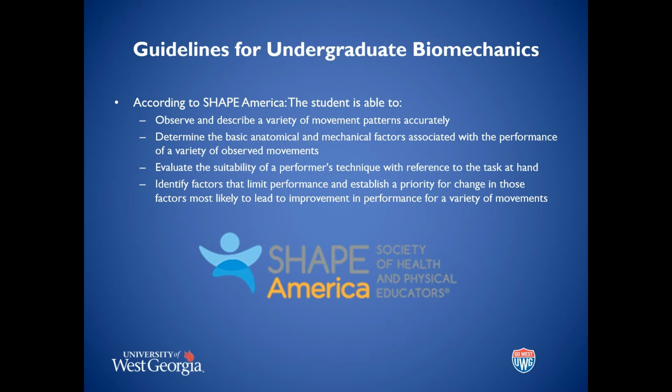They also want to make sure that students can observe and describe movement patterns accurately, determine the basic anatomical and mechanical factors associated with performance and movement, and evaluate someone's performance technique against a reference task. So, are they doing it similarly to what we expect? And can you see the things that may limit someone's performance and then figure out how to correct those things in the appropriate order to help them improve? That's the goal as we move forward.